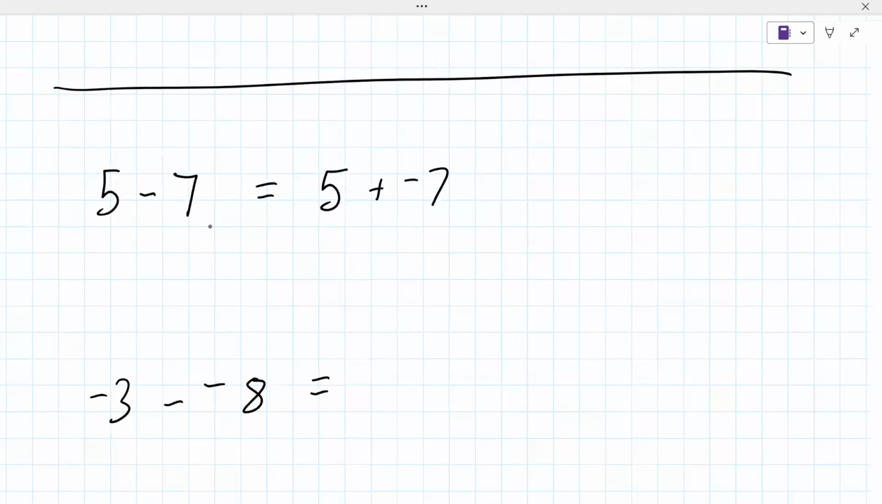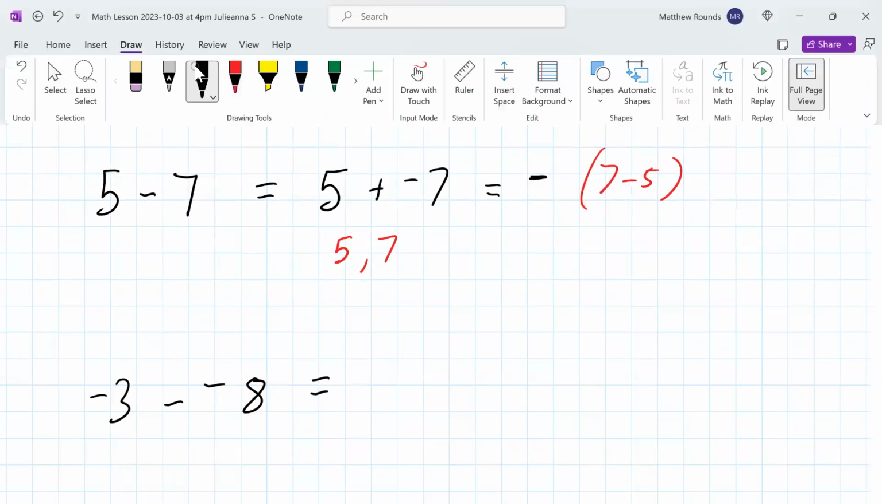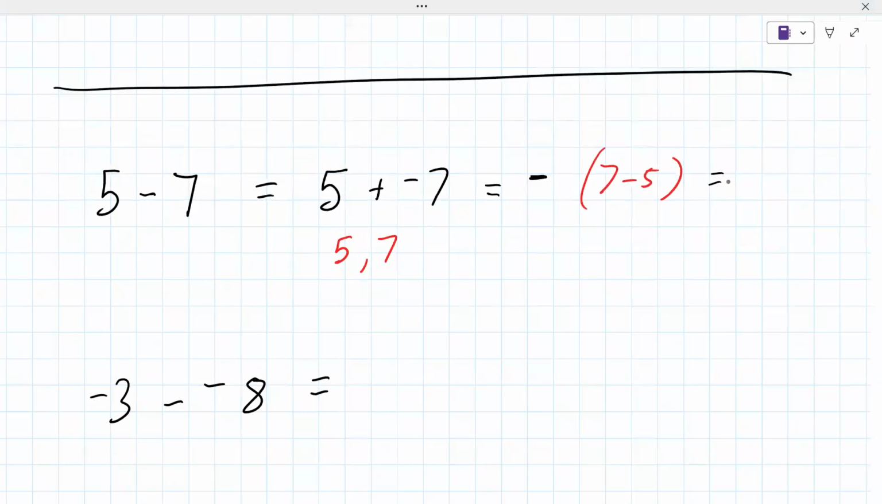5 plus -7, which is further from 0, +5 or -7? -7's farther. So the answer has to be negative. And then you take the numbers without the sign, larger minus the smaller. It's -2. Is it -2? Yes. Okay.